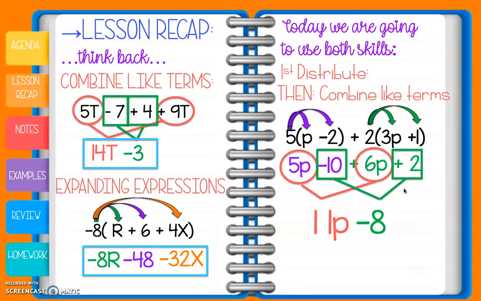So I have 11p minus 8. Now, I can't combine anything else because I have a coefficient attached to that 11 there. So my final answer, my final simplified expression is 11p minus 8. Okay, so 2 steps. First distribute, then combine all of your like terms.